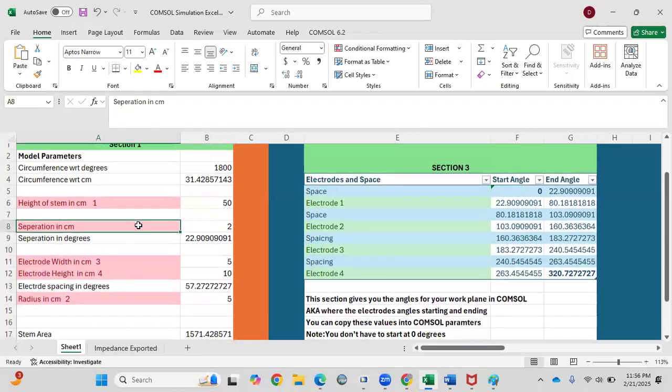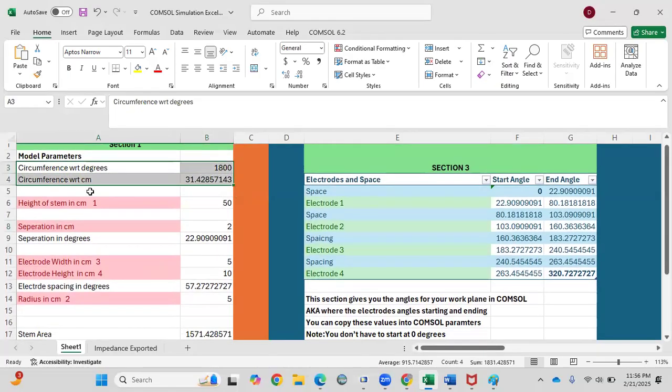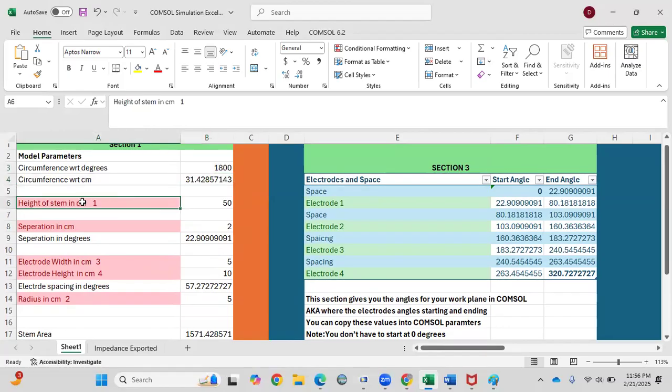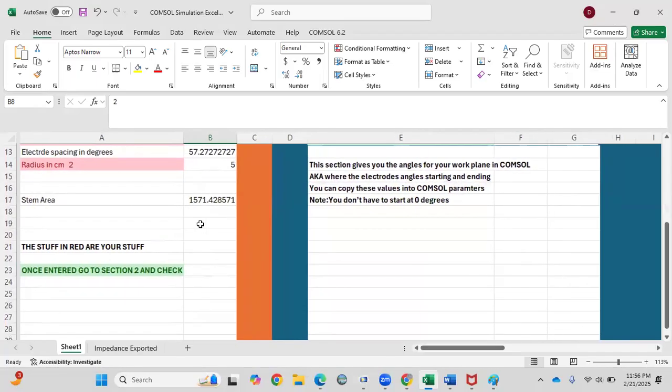So that's your recap of section 1. You don't need to do anything with these two. They are calculated for you already. So you have to put in the height of your stem, the radius of your stem down here. Then from your stem you're going to the electrode, so the width and the height. Keeping in mind that the electrode has to be stuck onto your stem, so it can't be bigger than your stem, because then it wouldn't be the electrode. And then now we put the separation, which is the space between each electrode. So that is the end of section 1.